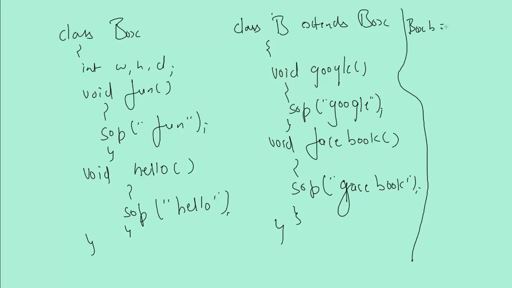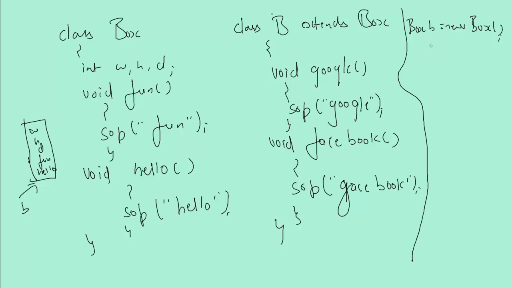Box B is equal to new box. So now when I say box B is equal to new box, the object gets created of this particular class, and inside it there are some members. What are the members? W, H, D, fun and hello would be available. Now through this variable, what members can I access? I can only access the members W, H, D, fun and hello. I will not be able to access the subclass members, because the subclass does not have any idea of the superclass. It does not have knowledge of the superclass, right?